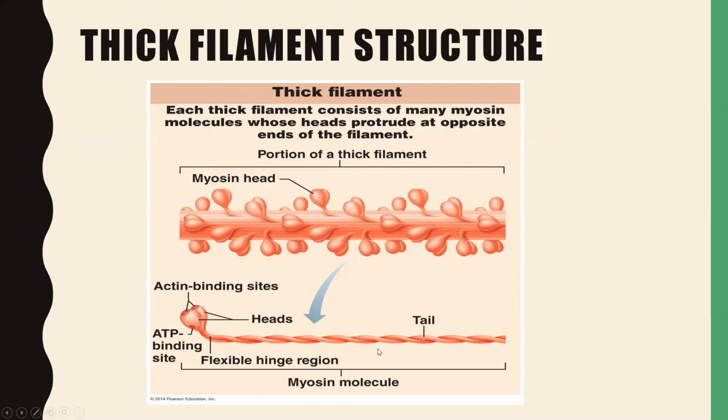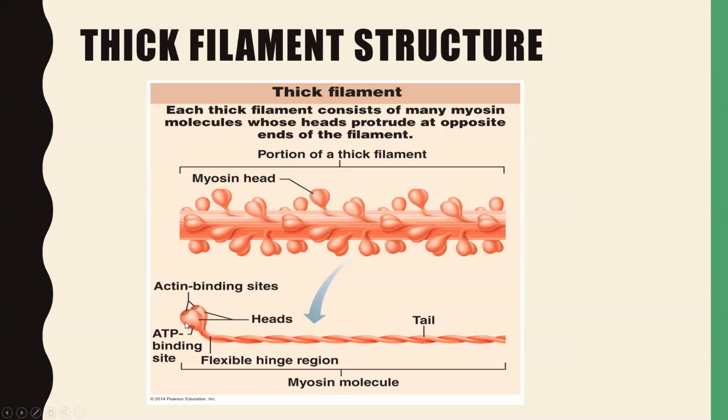And one myosin molecule looks like two golf clubs where the shafts have been twisted around one another in the tail, and then they have two heads, like golf club heads, that come out. And then there are three important parts on a myosin molecule. First, we have an actin binding site, because that's the part that's going to grab onto the little blue circles and pull them when contraction happens.